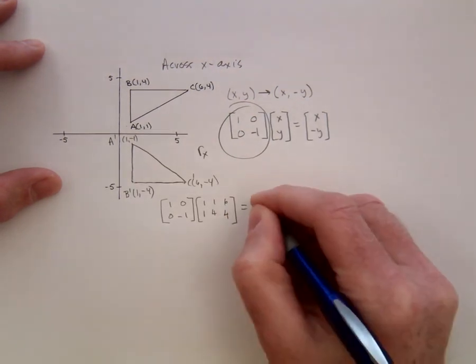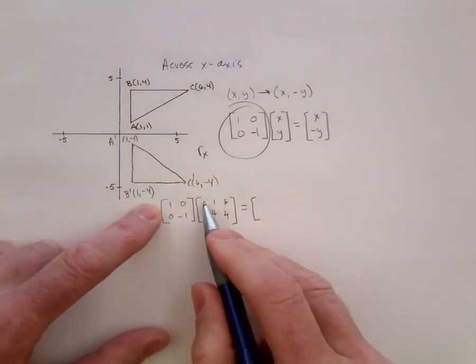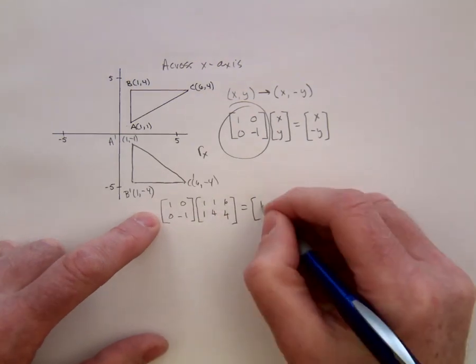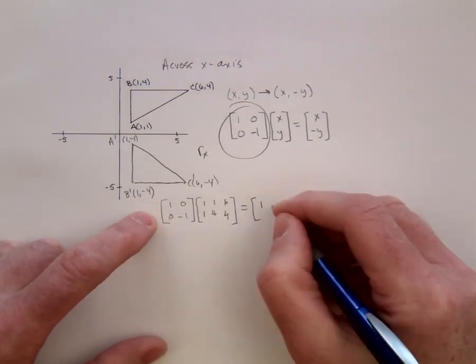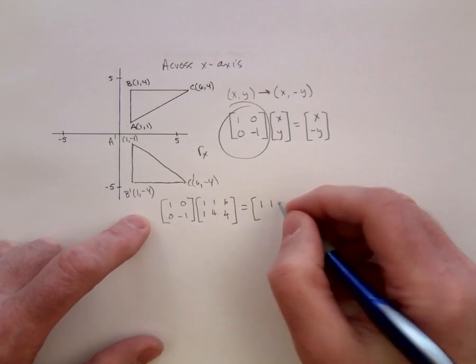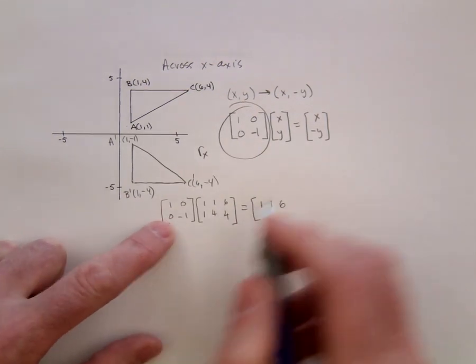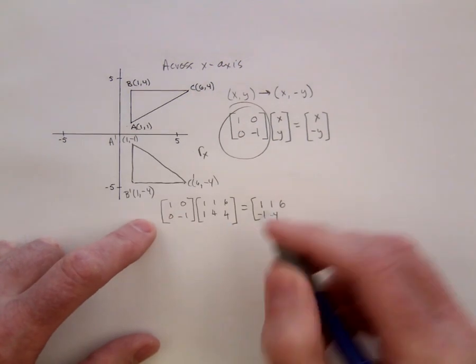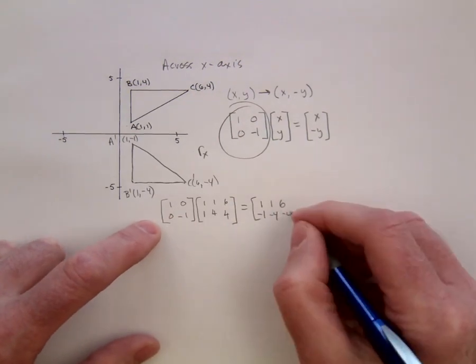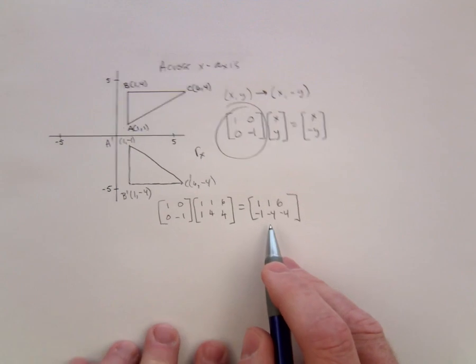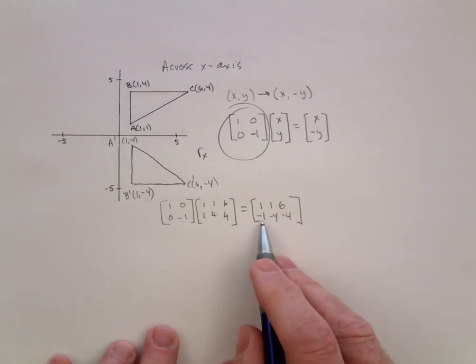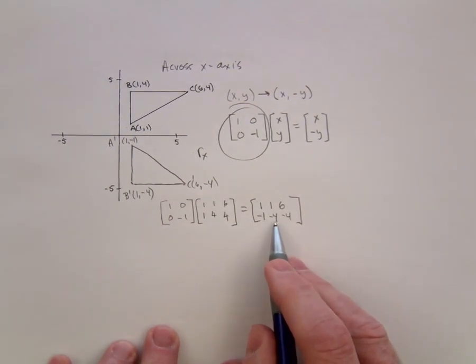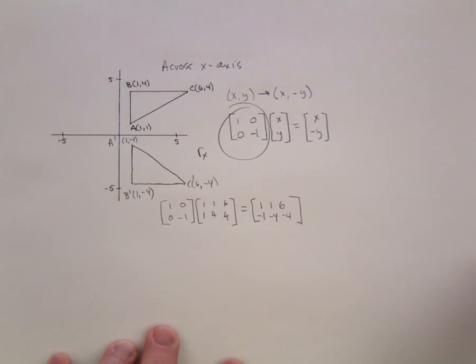And then if I take the products, I have 1 plus 0, 1 plus 0, 6 plus 0, 0 plus negative 1, 0 plus negative 4, and 0 plus negative 4. And these are, in fact, the coordinates of my image. 1, negative 1, that was A prime. 1, negative 4, that was B prime. And 6, negative 4, that was C prime.